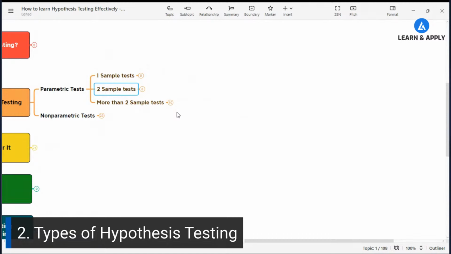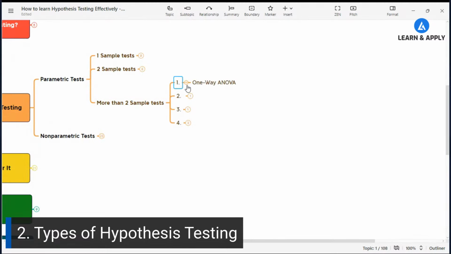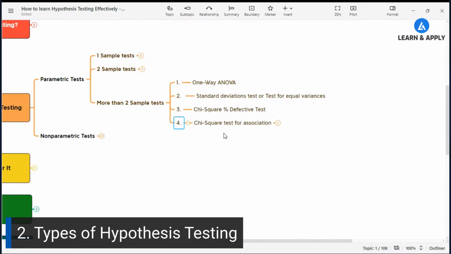Now, if you have more than two samples, let's say 3, 4, 5, 6, or 10 or 15 samples, how can we compare that? For that purpose also, advanced parametric tests are available. Like if you want to compare the means of more than two samples, we are going to use the one-way ANOVA. We can use the standard deviation test or test for equal variances if you are going to compare the variances of more than two samples. Chi-square percentage defective test and chi-square test for association if you want to compare the proportions for more than two samples, right? So this is just an introduction.